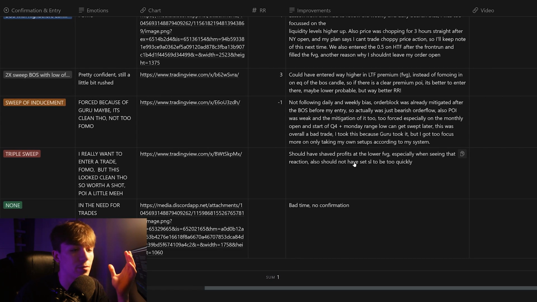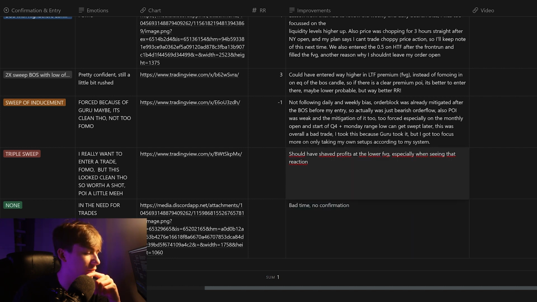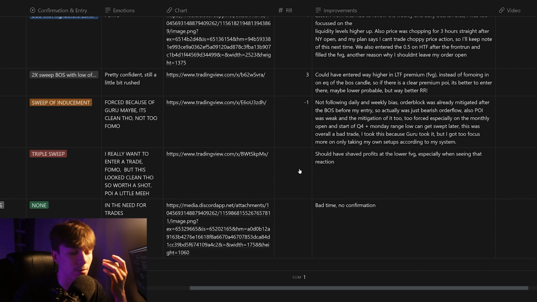I should have shaved profits at the lower fair value gap, especially when seeing that reaction. Also maybe I should not have set stop loss to break even too quickly. But I think I can delete this because it's just following my rules, but I should not have shaved profits too early. So next trade, this is basically a break even, so I'm at -1 on the week.